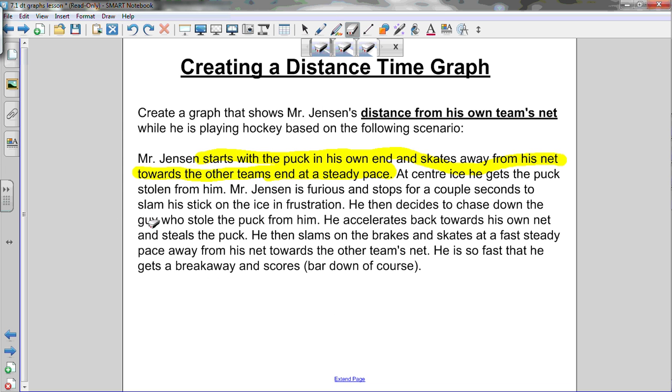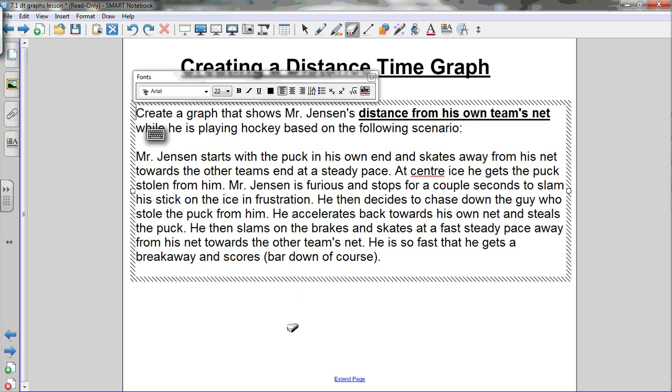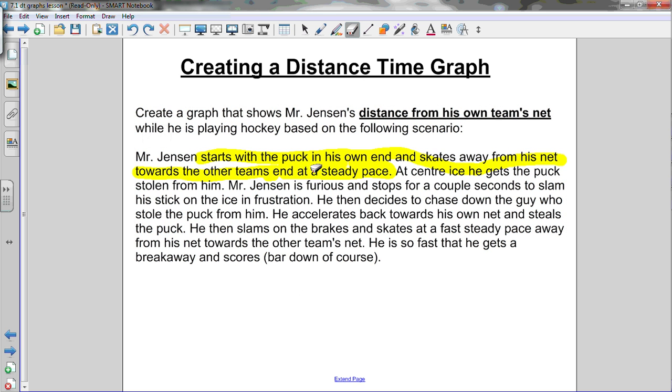Then, so I want to get rid of this highlighter right now. Whoops. This is more work than I anticipated to get rid of that highlighter.